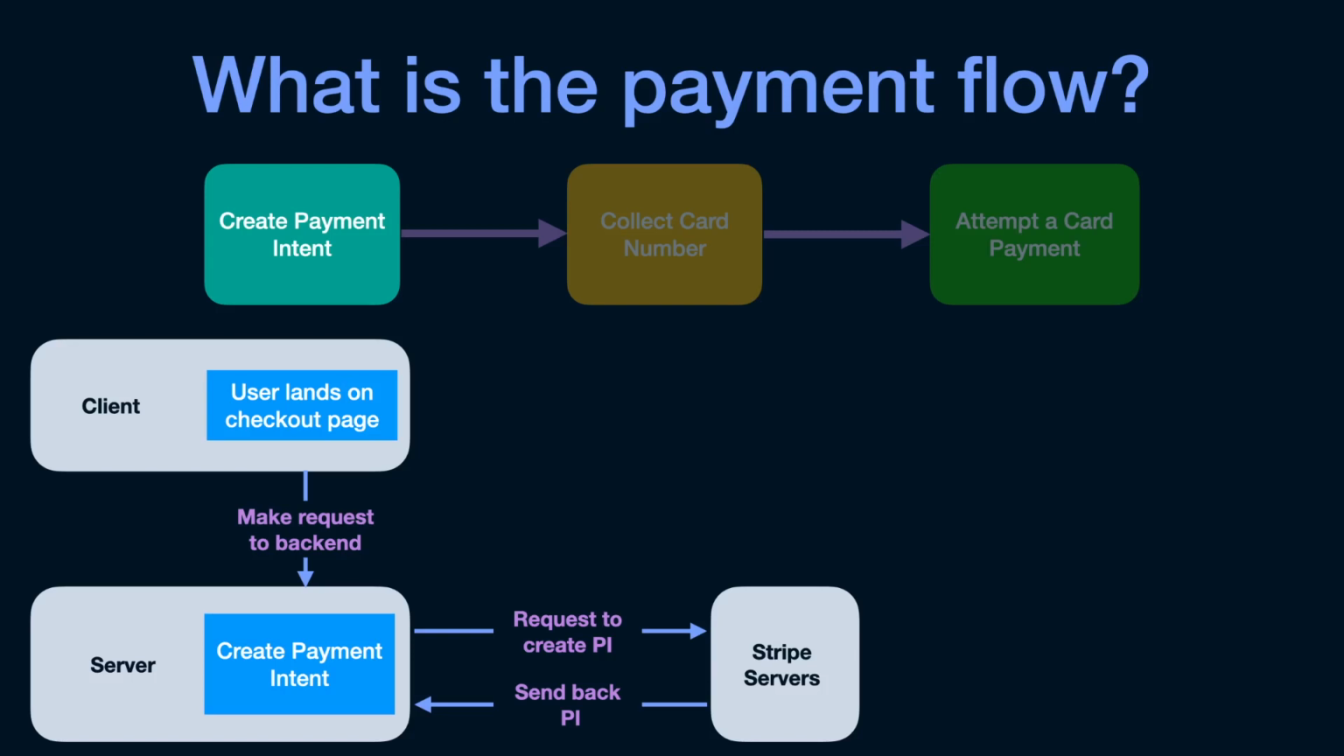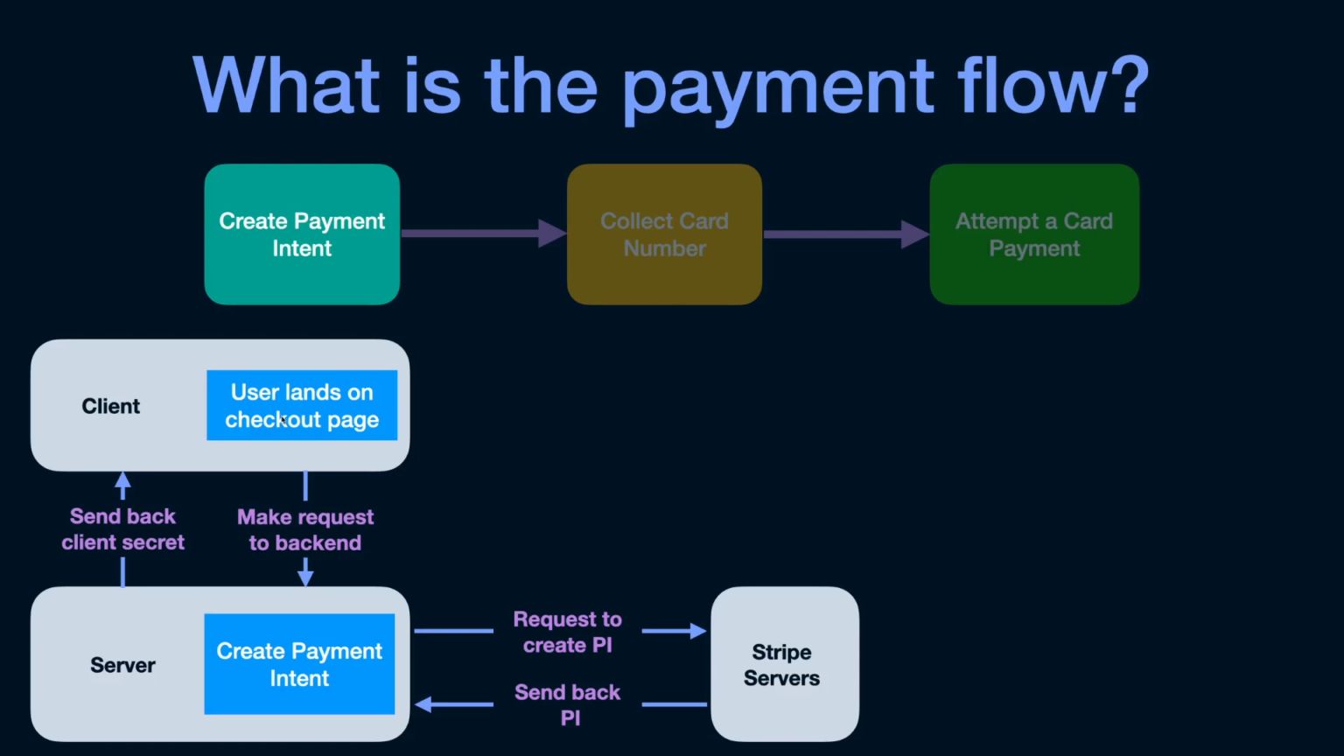And the client secret is basically a piece of information that we're going to send back to our client. That client secret is associated with that payment intent on Stripe servers. And it is what we are going to be using to perform the next steps, to attempt that card payment and to collect the card number and everything. So that's kind of like the first step.